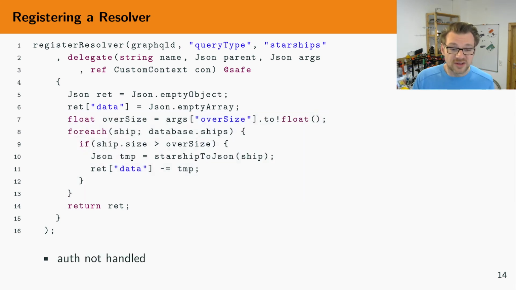Unfortunately, though, authentication here is not handled. And if you're staff lead, you maybe don't want to allow everybody to query your GraphQL endpoint and get the names and IDs of all the ships over a certain size. That's not how you do it. So we have to do some authentication.